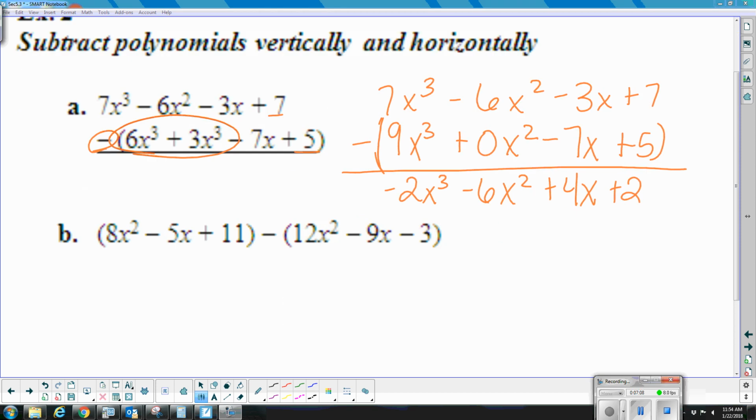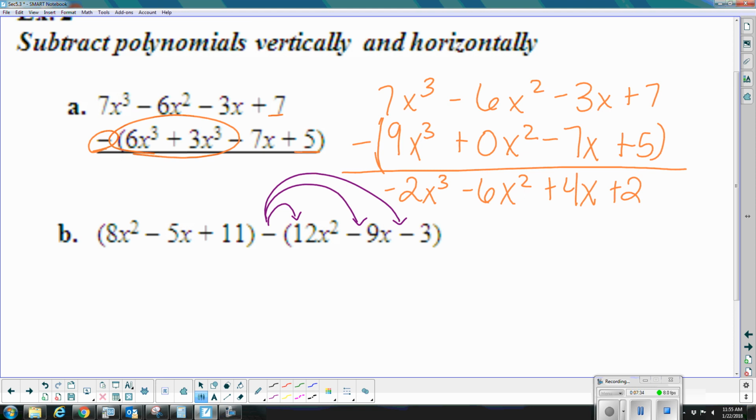Right, and then in the next example, when you're subtracting polynomials horizontally, same thing, you want to put them in standard form, which in this case it looks like they are, but don't forget to distribute this negative sign to each term. So if you want to rewrite it, you can do that, or you can just make sure that when you are subtracting polynomials, you change the sign inside your group.